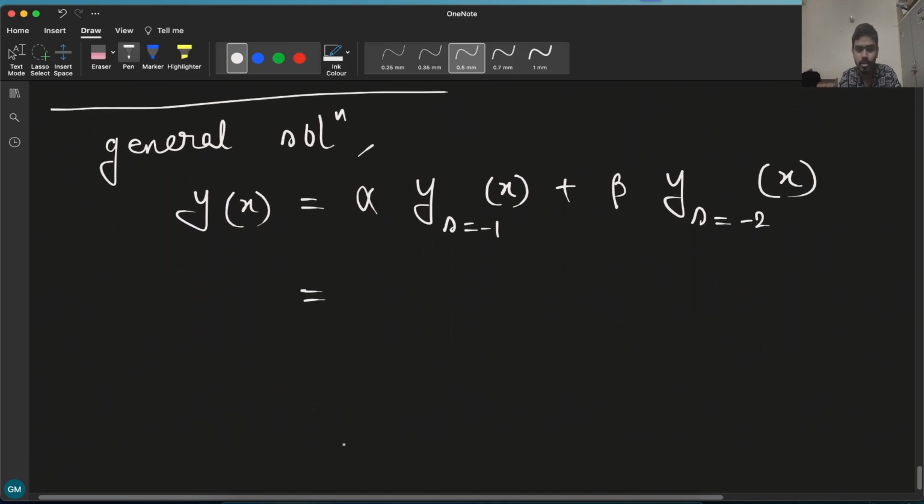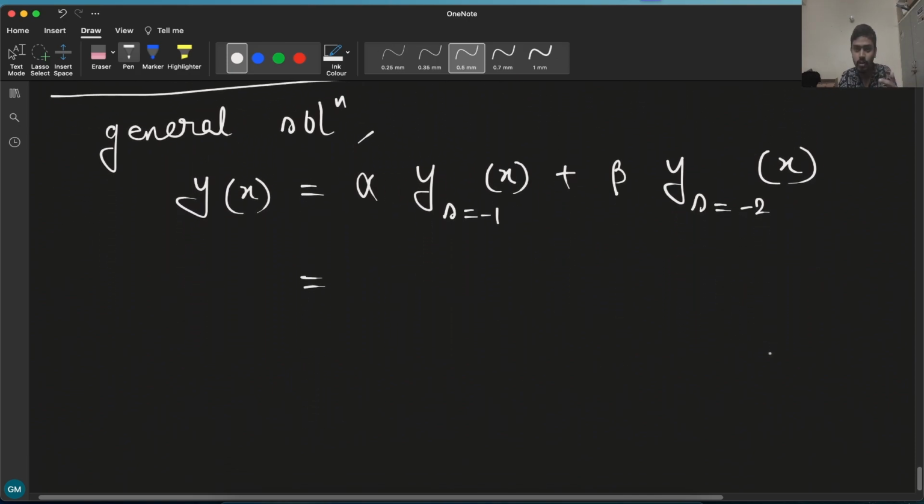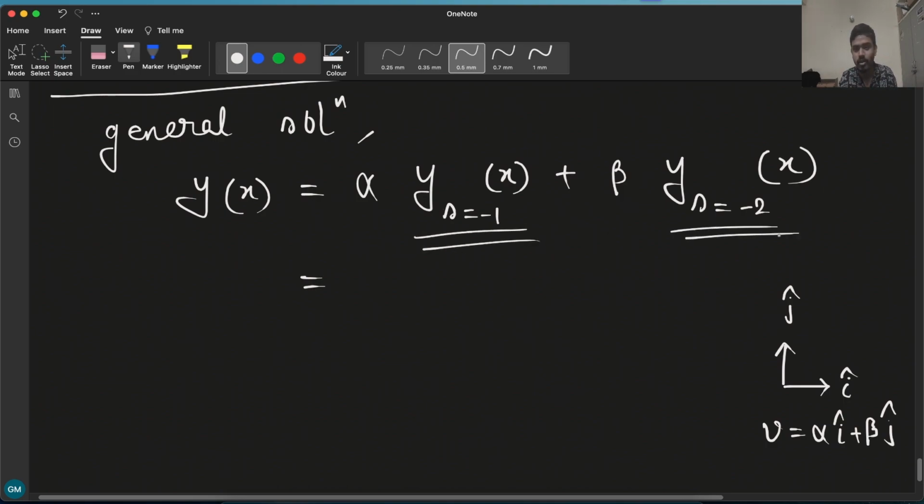So just like in the case of Cartesian vectors, if we have two linearly independent vectors, for example two perpendicular vectors i hat and j hat, in terms of i hat and j hat I can write any vector in the two-dimensional space, that is alpha i hat plus beta j hat. The same kind of thing I'm doing here: we have two independent solutions, this one and this one, and the general solution will be a linear combination of these two solutions.